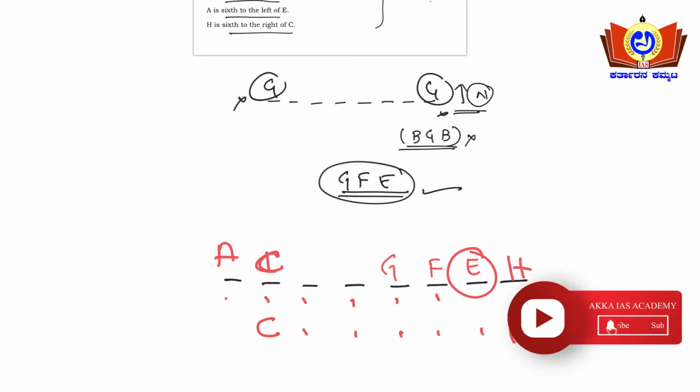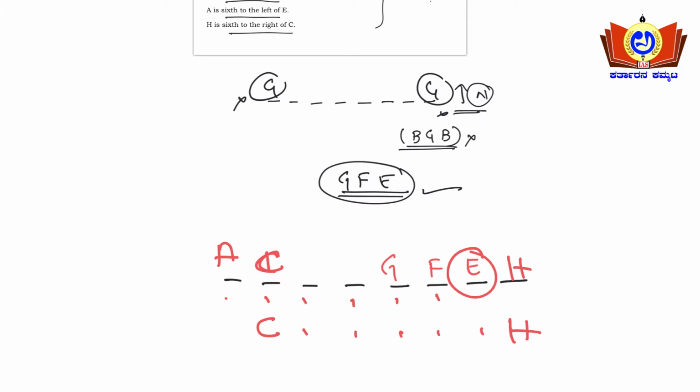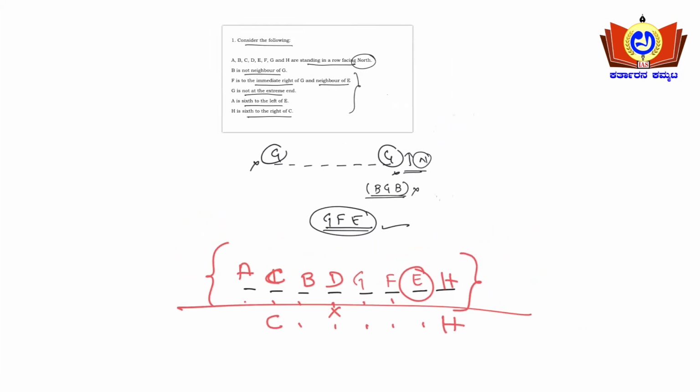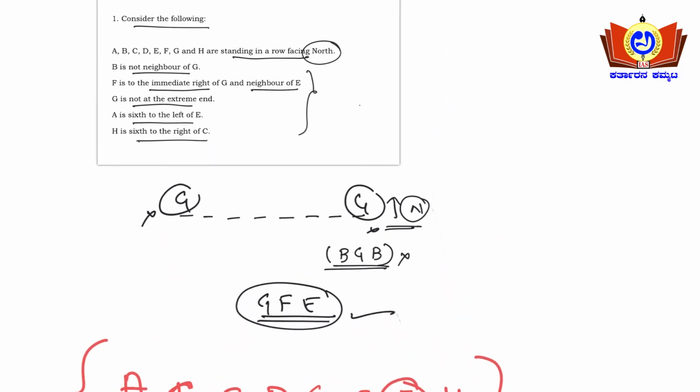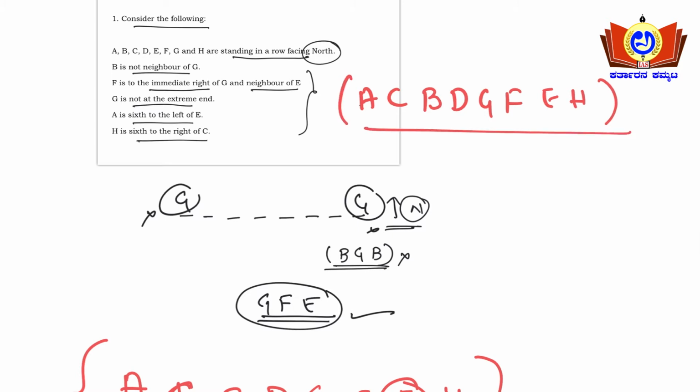See, in the second statement we can see that B is not neighbor of G. So B cannot be here, so B must be here. And what is remaining is D's position. I'll write here for your reference: A, C, B, D, G, F, E, H. So this is the position of 8 people here.